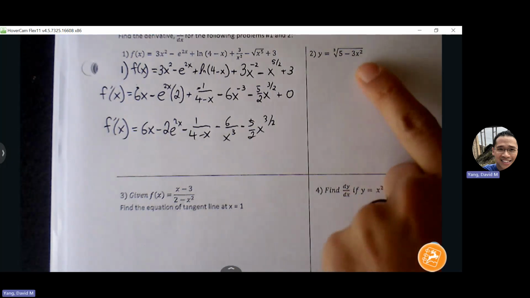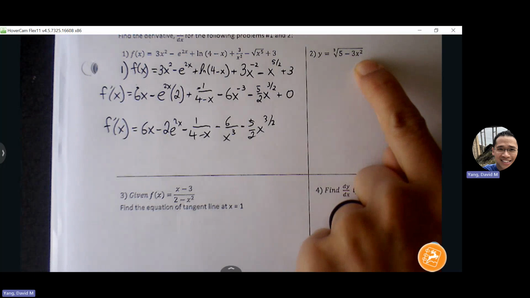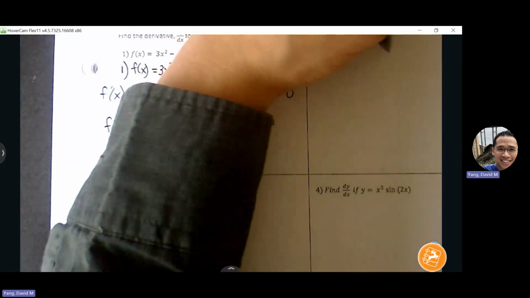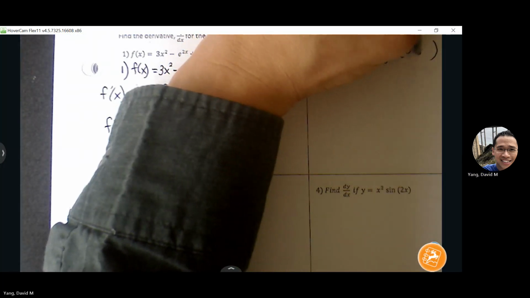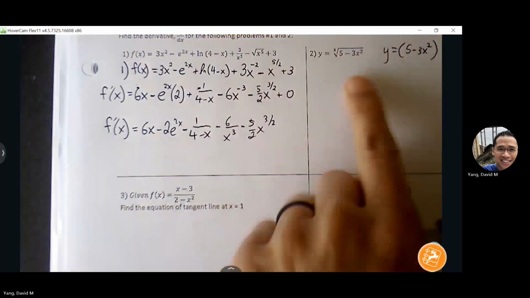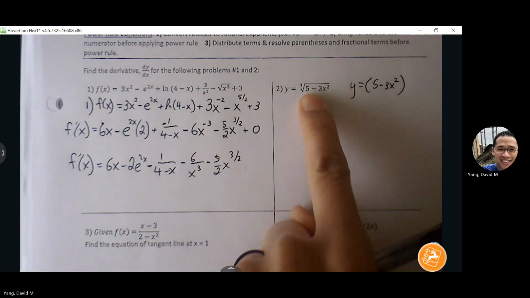Okay, number 2, cube root of 5 minus 3x squared. We want to find the derivative. What rule can we use there? Okay, yeah, so let's rewrite it if it helps. Raised to the what power? 1/3.